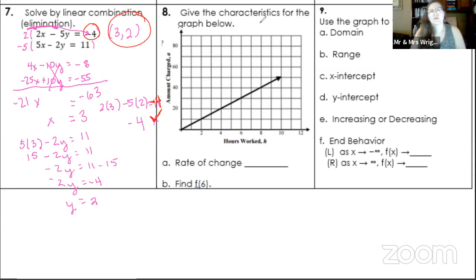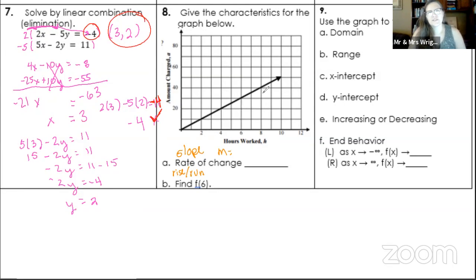All right, so we're on to this equation. Give the characteristics for the graph below. So what is the rate of change? The rate of change is the same thing as the slope, or the M equals, okay? Remember, that's also known as rise over run.